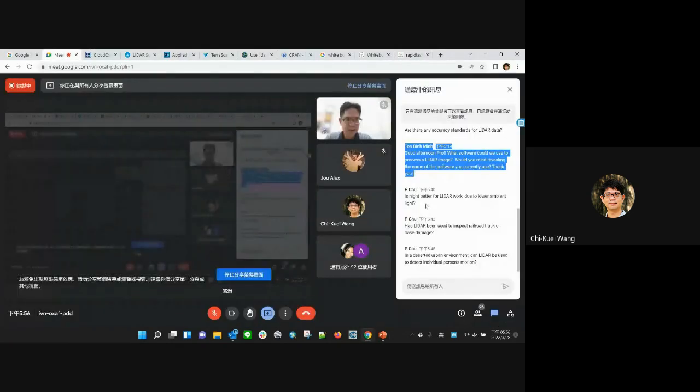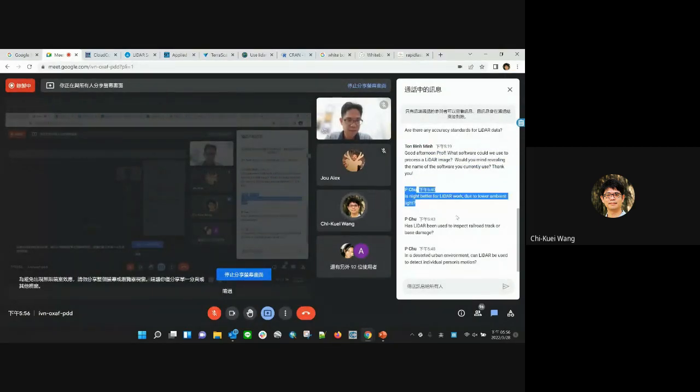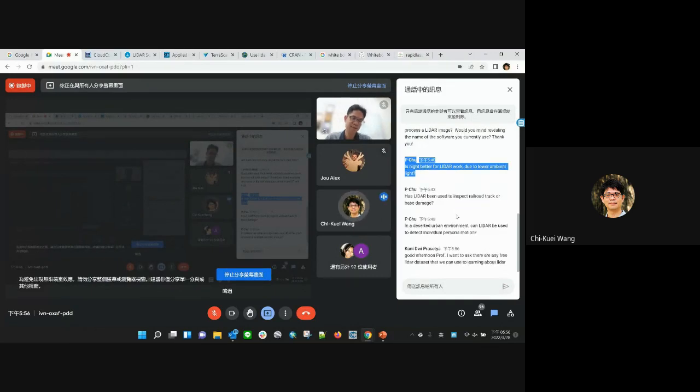Okay, and then for Joe: is night better for LiDAR work due to lower ambient light? Oh, I think you are an experienced person, a professional. Yes, it is, because the sun gives noise to the sensor. So if you can fly LiDAR during the night, go ahead and do it.